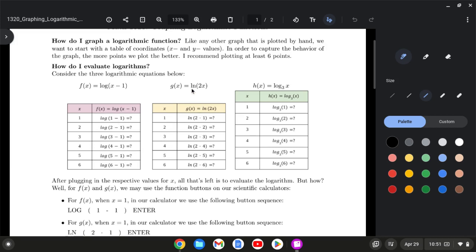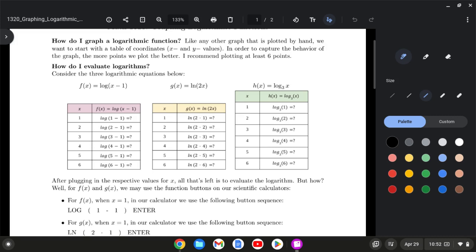And then in the next function, we have g of x equals the natural log of 2x. And again, I have my x values ranging from 1 to 6. And then on the right-hand side, to find my y value, or the value of my function, I have plugged in those respective values for my x's. And then same thing for our last function here, h of x equals log base 3 of x. Again, going from 1 to 6 for x's, and then plugging those into my equation.